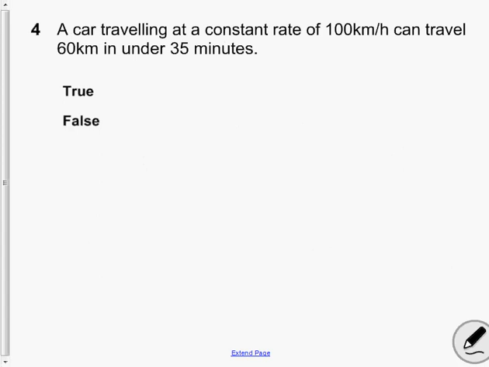Question 4, true or false? A car traveling at a constant rate of 100 kilometers an hour can travel 60 kilometers in under 35 minutes. So we're going to put 100 kilometers in 1 hour. How long will it take to go 60 kilometers? I'm going to set up my proportion like this: 100 kilometers in 1 hour, how long will it take me, x, to travel 60 kilometers?